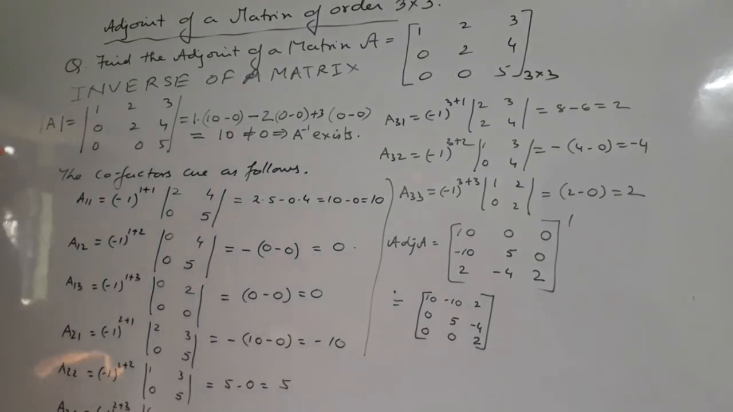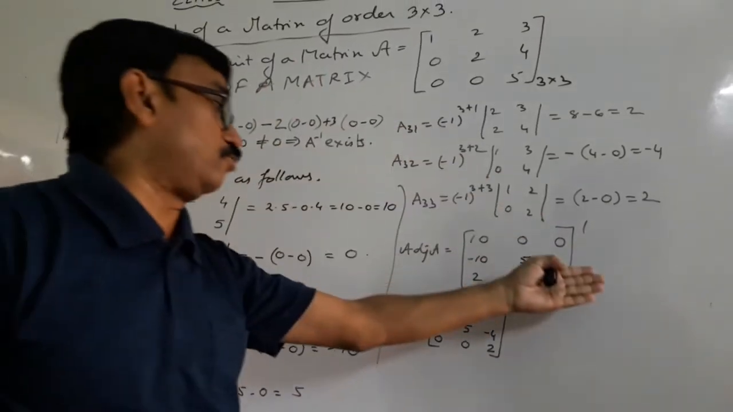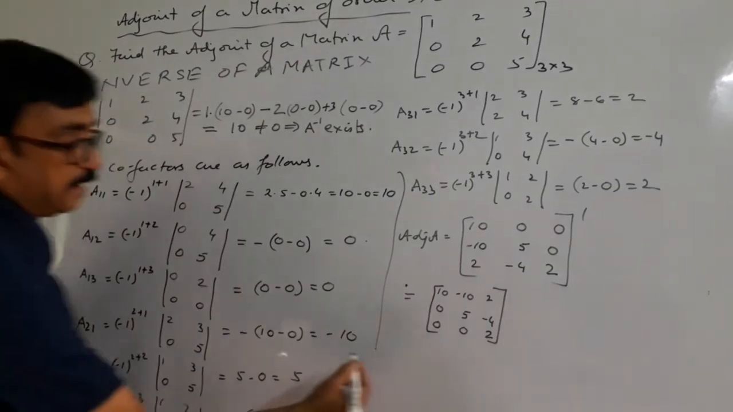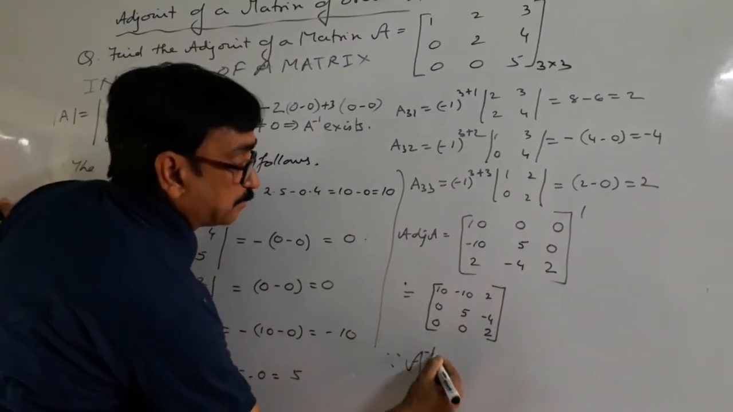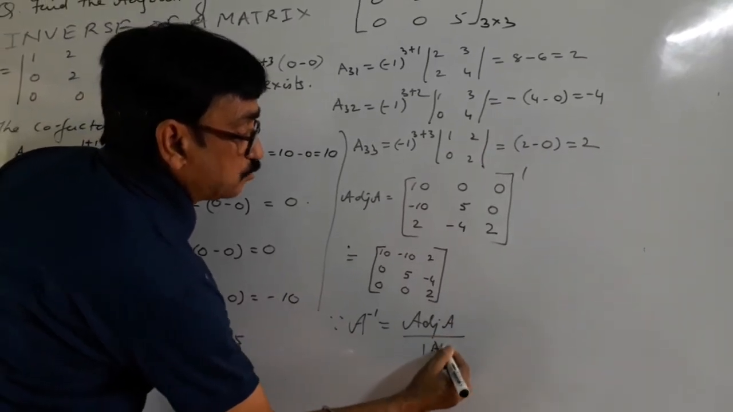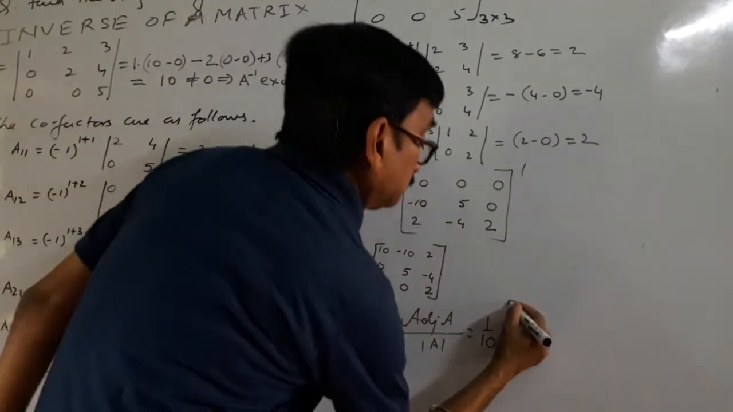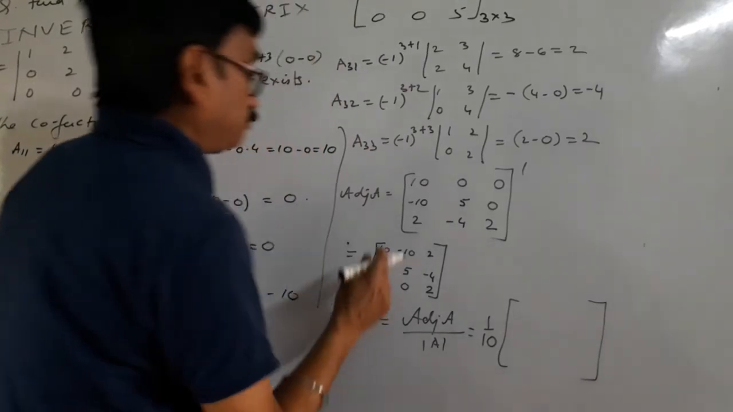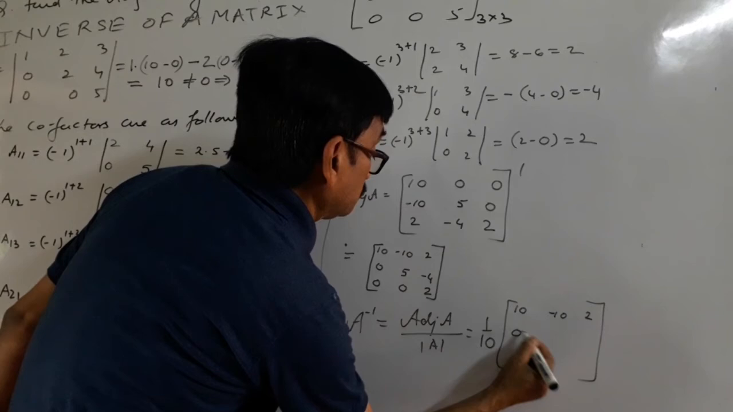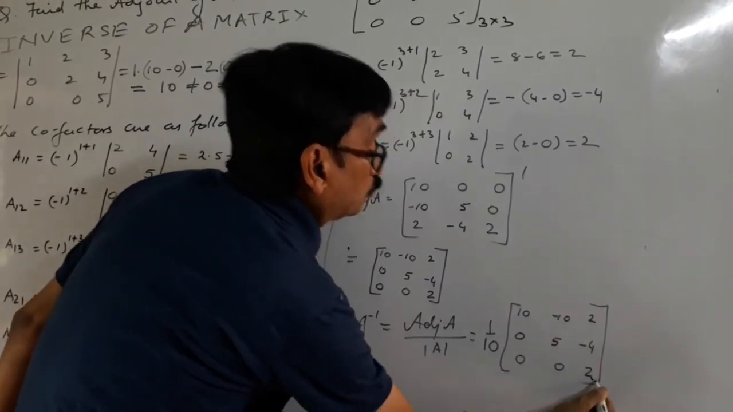So now A inverse exists, we have to calculate all these cofactors and take the transpose, which will give you the adjoint of A. The formula is the same: A inverse equals adjoint of A upon determinant value of A, that is 1 upon 10, and for the adjoint you just put all these elements: 10, minus 10, 2, 0, 5, minus 4, 0, 0, 2.